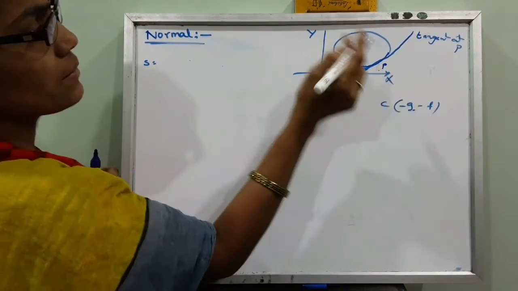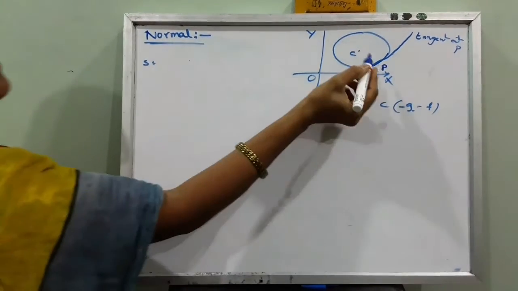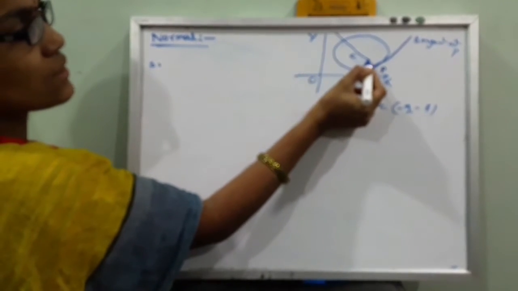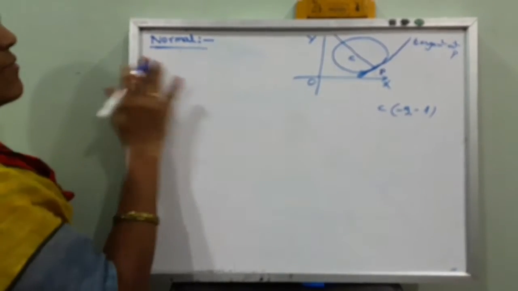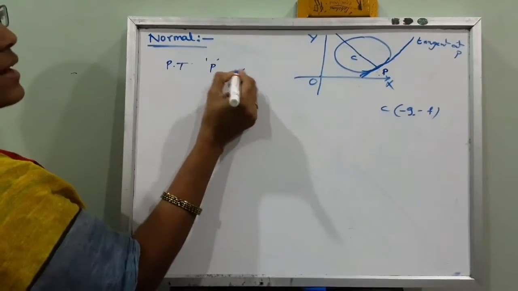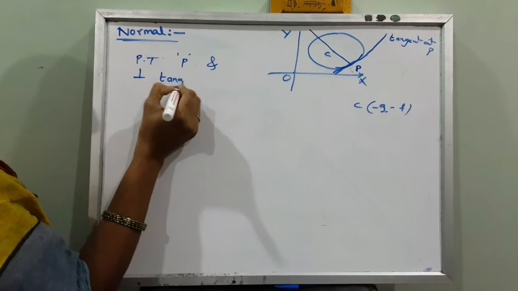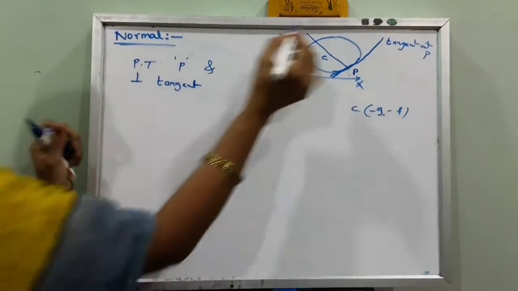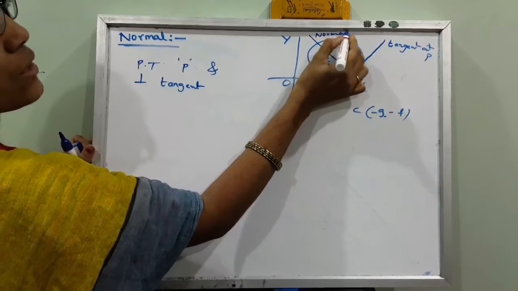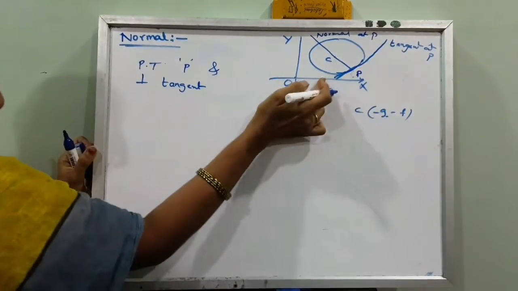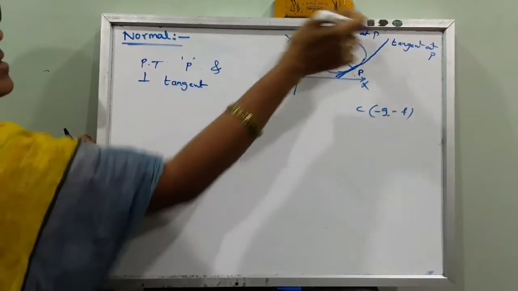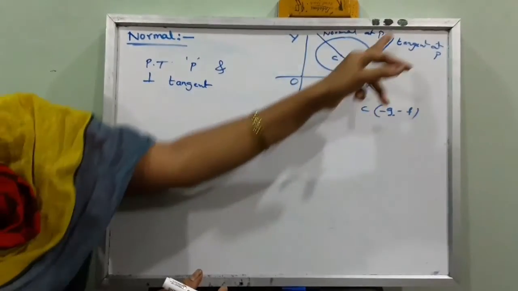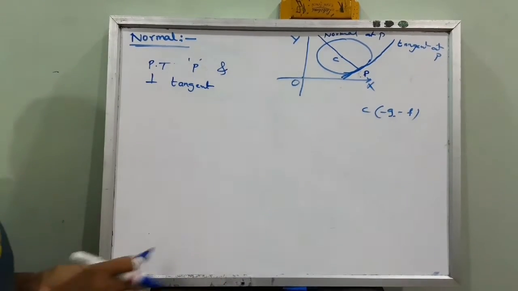The line which passes through P and is perpendicular to the tangent is called the normal. This is the normal at P. So the line which passes through P and is perpendicular to the tangent is called the normal.